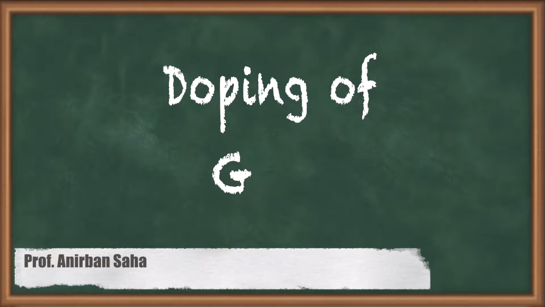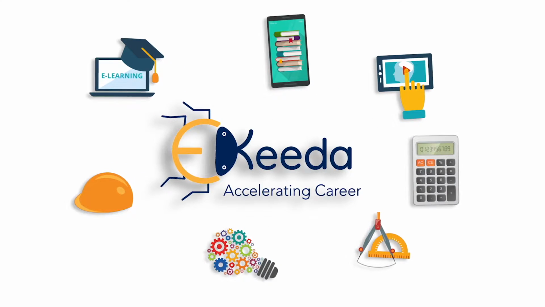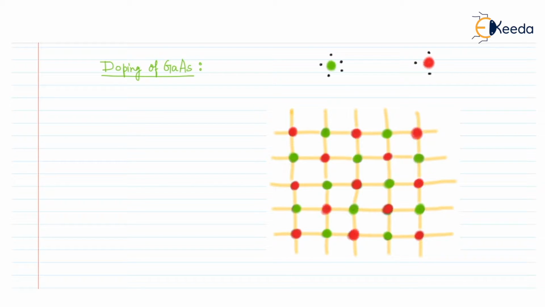Hello friends, in this video we are going to discuss the doping of gallium arsenide. Gallium arsenide is a semiconductor, also a binary semiconductor. In gallium arsenide, you can see there is a gallium atom and an arsenic atom. So it is an alloy of gallium and arsenic, so it is called an alloy semiconductor.